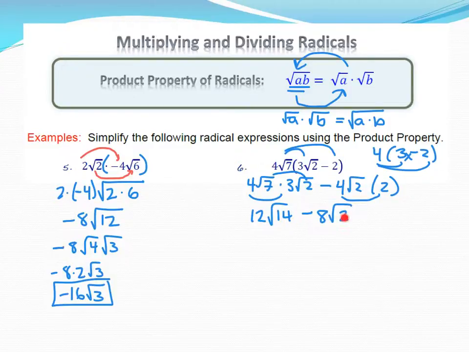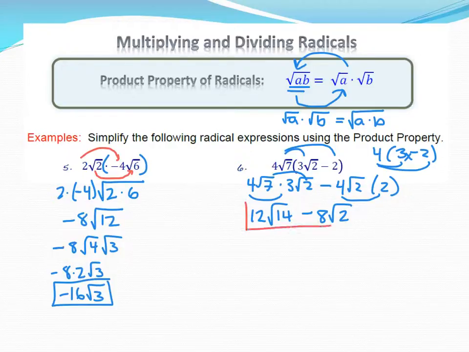Well, we got to look at 14. 2 is simplified, right? We can't get any perfect squares out of 2, so let's look at 14. 14, we got 1 and 14 and 2 and 7. Are either of those going to be perfect squares? Okay, no they're not. So, can I simplify 14? No. So I have to basically leave it as is.